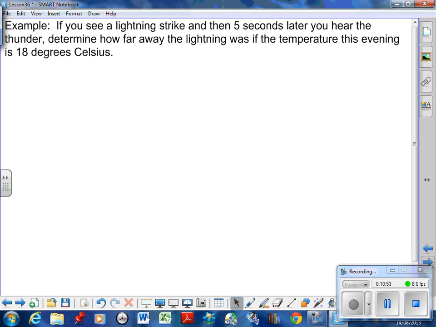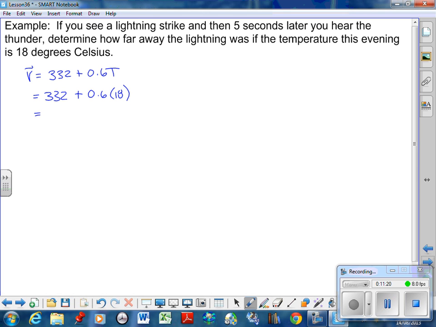If you see lightning strike, and then 5 seconds later you hear thunder, how far from the lightning are you if the temperature is 18 degrees Celsius? So the first thing we need to do, we need to calculate the velocity of sound in air at that temperature. So using that formula, 332 plus 0.6 times 18, we can calculate the velocity of sound in air at that moment in time.